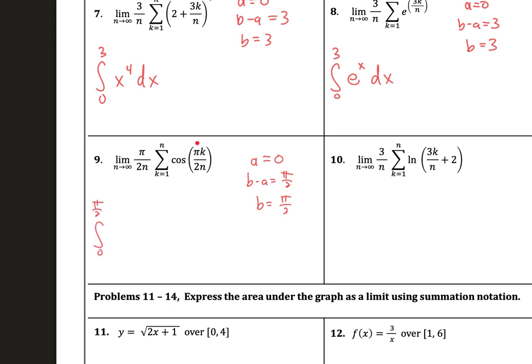Okay, and then this thing with k, that's b minus a times k over n. So that just gets replaced with an x. And that's it.